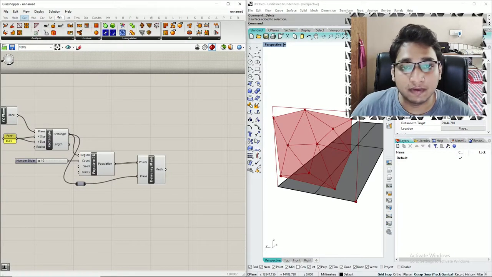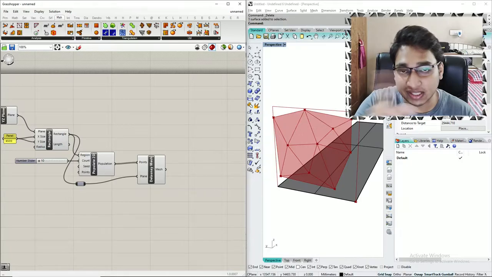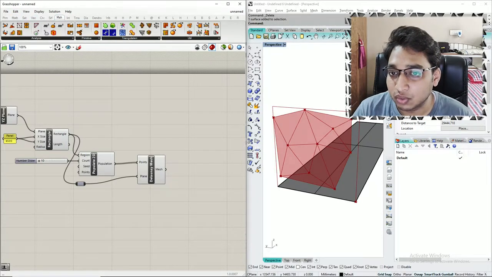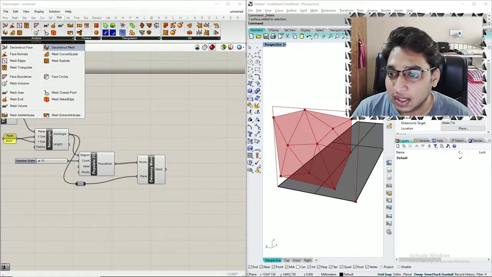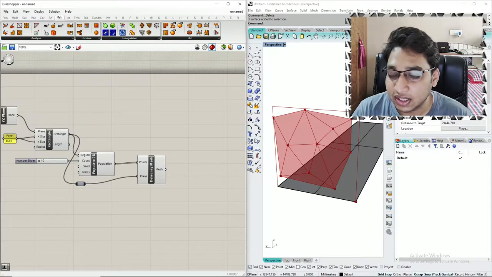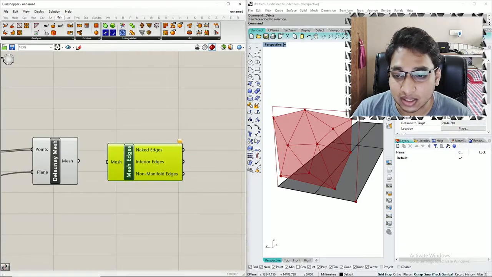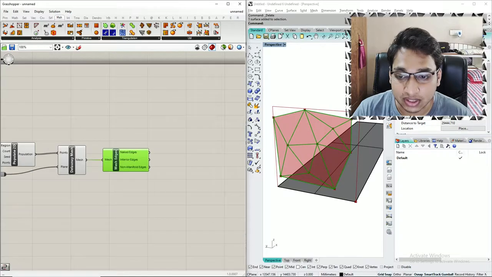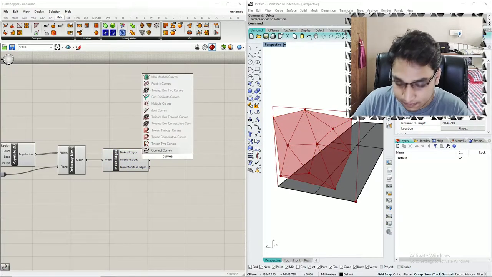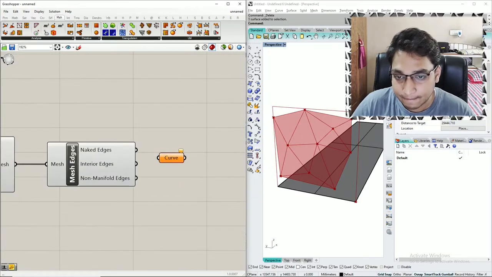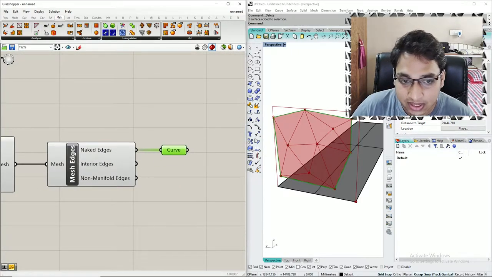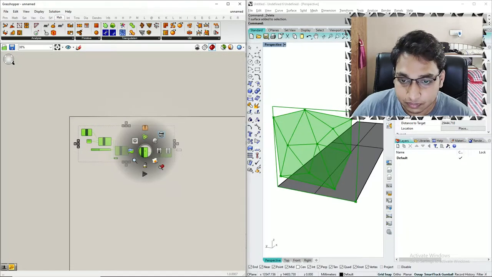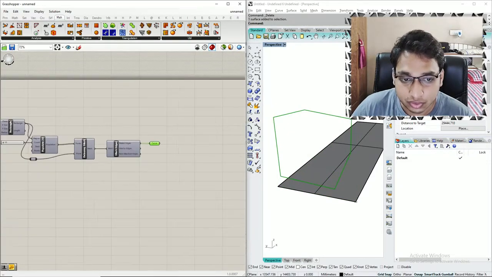Now what we can do is extract the edges. We don't need all the lines which are coming in the middle. So what we can do is go in the mesh, in analysis we can choose mesh edges. So that extracts the edges of this mesh from the naked edges to interior edges. So if I choose my curves, I can take out the naked edges and just leave everything else. So this is the curve.